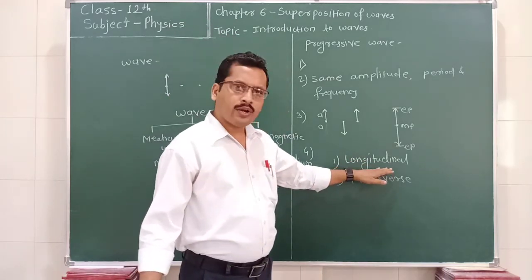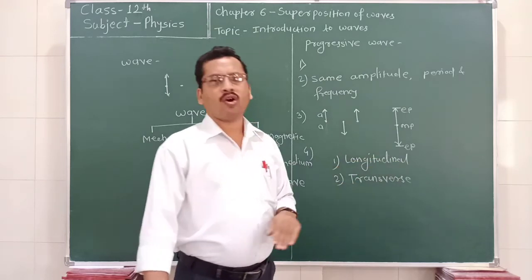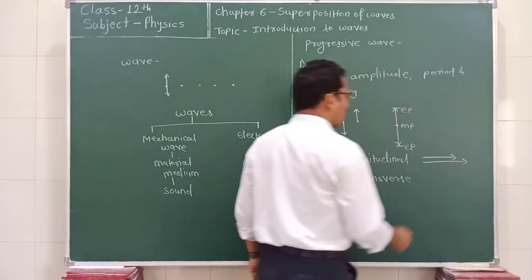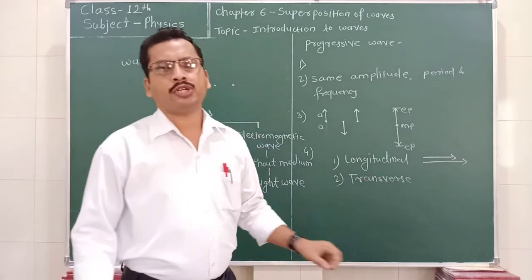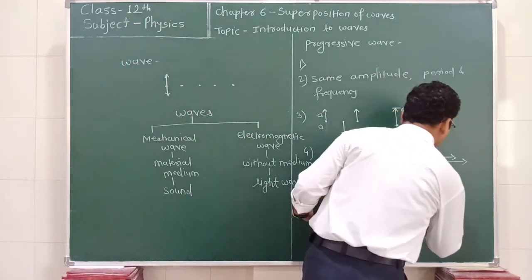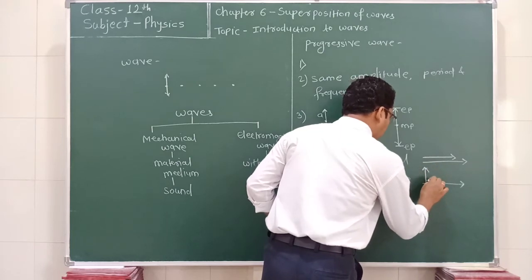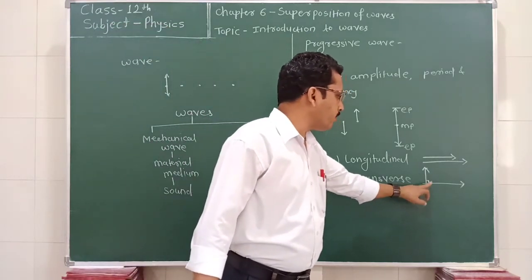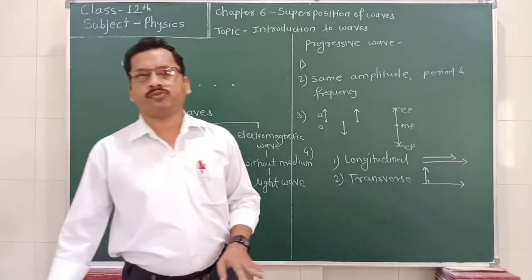The progressive wave in which the material medium vibrates along the direction of propagation of the wave. For example, this wave is traveling in this direction, and the particles are also vibrating in the same direction. Such a progressive wave is called a longitudinal wave. And what is the transverse wave? The wave in which, for example, this wave is traveling in this direction, and the particles of the medium vibrate perpendicular to the direction of propagation of the wave. So there is an angle of 90 degrees between the vibration of particles and the propagation of the wave. Such a wave is called a transverse wave.